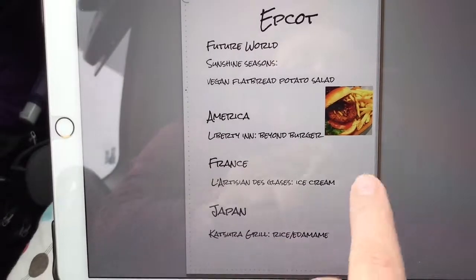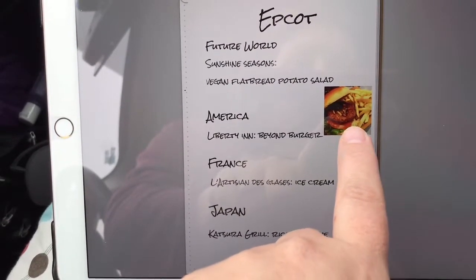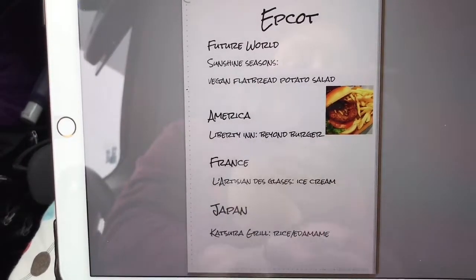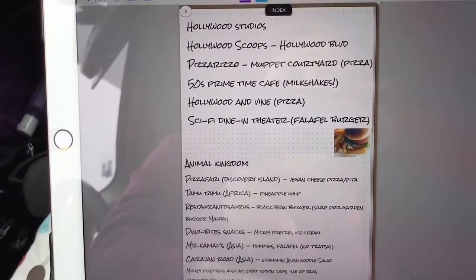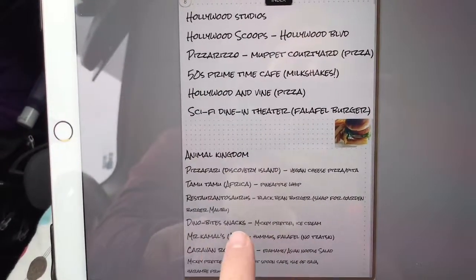Again, Epcot vegan food, I did eat this as well. This is the Beyond Meat Beyond burger that they have at Liberty Inn, which was delicious. Here's just more vegan options, more snack food options at the different parks.